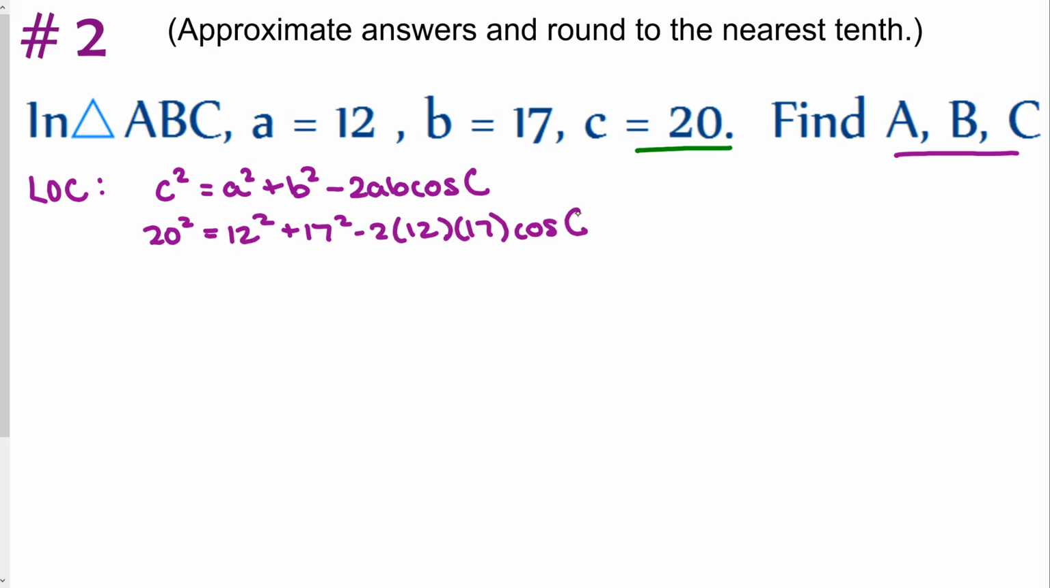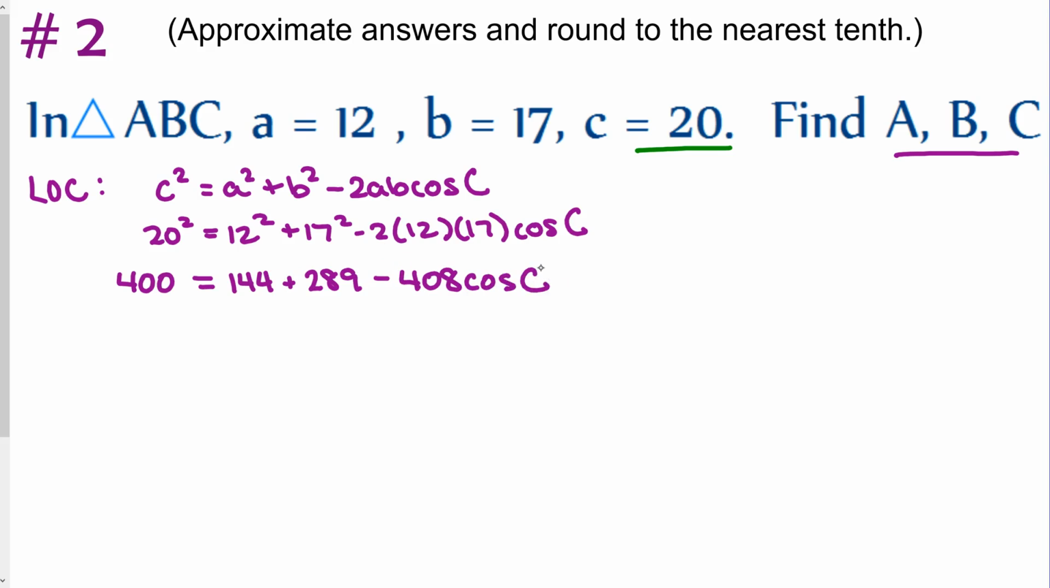Sometimes people make order of operations errors here. So what we could do first, if we want to just make this easier on ourselves, is go ahead and square the numbers. So 20 squared is 400, and 12 squared is 144, and 17 squared is 289. And we can multiply 2, 12, and 17, and we get 408.